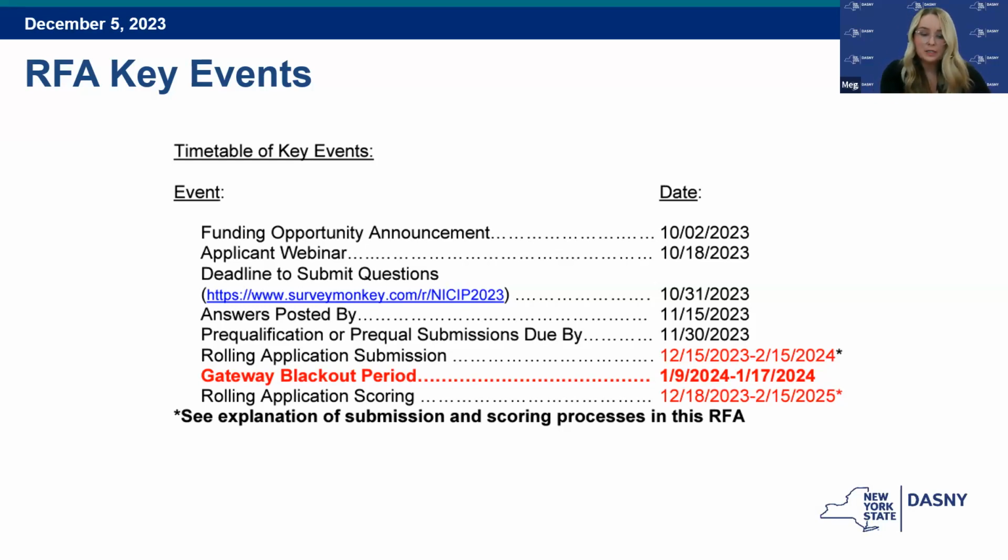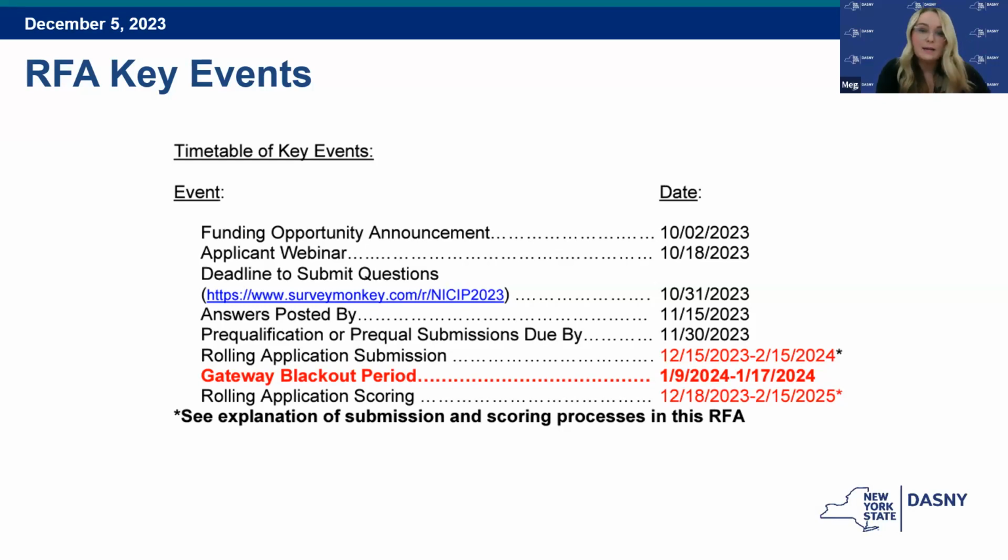The rolling application period will begin on December 15th, 2023 at 9 a.m. and will end on February 15th, 2024. All NICIP applications must be submitted by 5 p.m. on Thursday, February 15th. It's very important to note that due to the New York State Grants Gateway conversion to SFS, there will be a blackout period from January 9th, 2024 through January 18th, 2024. The NICIP application will not be available during this time period, but is expected to be available again as of 9 a.m. on January 18th.